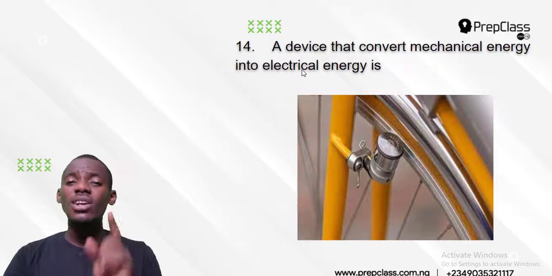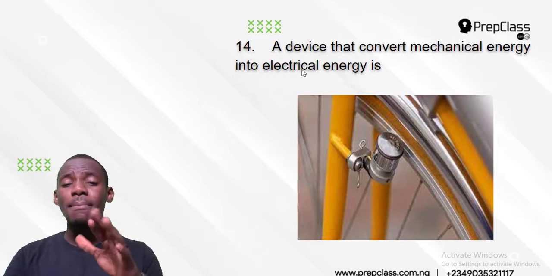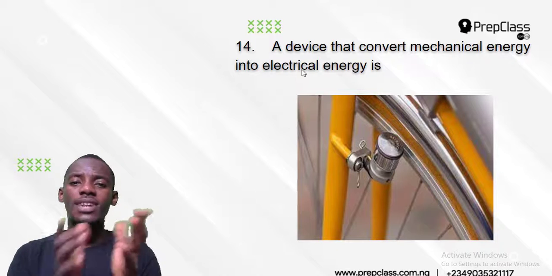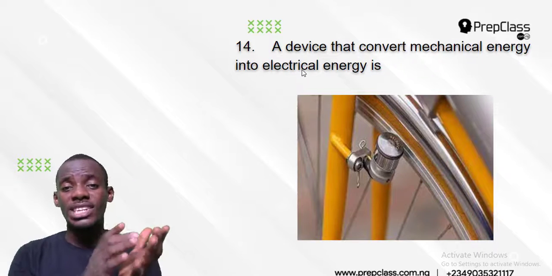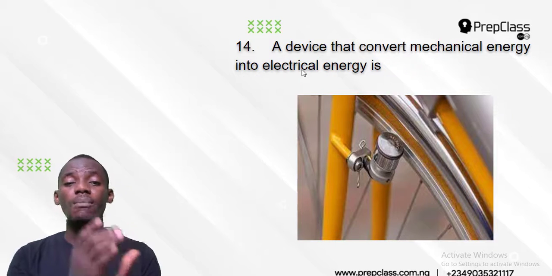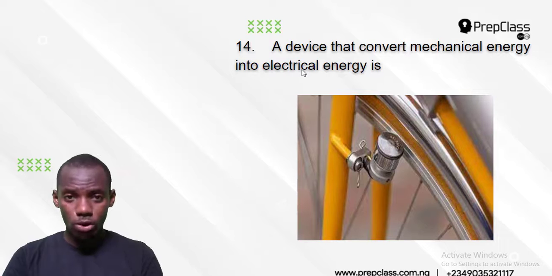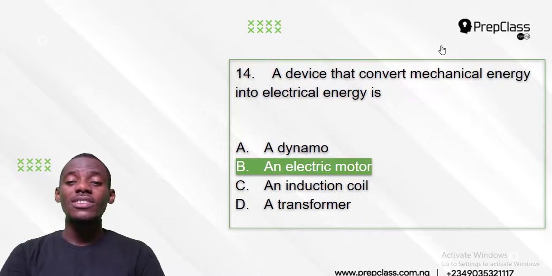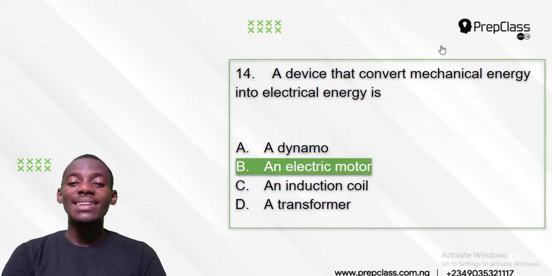But for a generator set or a dynamo, it is mechanical producing electrical. It is just the opposite. Mechanical producing electrical is a generator or dynamo, while electrical producing mechanical is an electric motor. And that is the answer for number 14. So the answer to that question is not an electric motor, it is actually a dynamo.